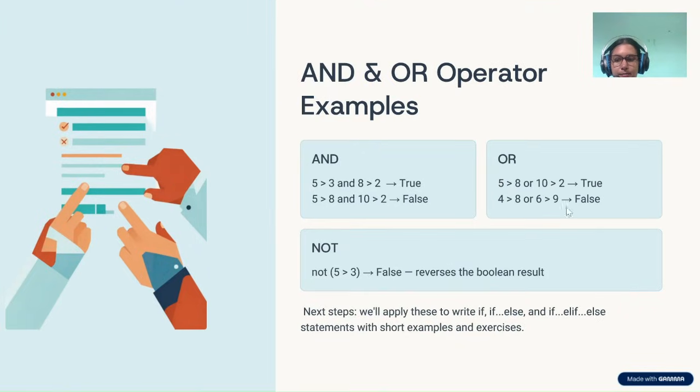Then there's the OR operator. You could just think of it as being less strict, right? Only one condition needs to be true. For example, if you have holidays on Saturday and Sunday, then you can say if today is Saturday or Sunday, then I don't have any classes. If either of the conditions is true, then the entire expression becomes true, right?